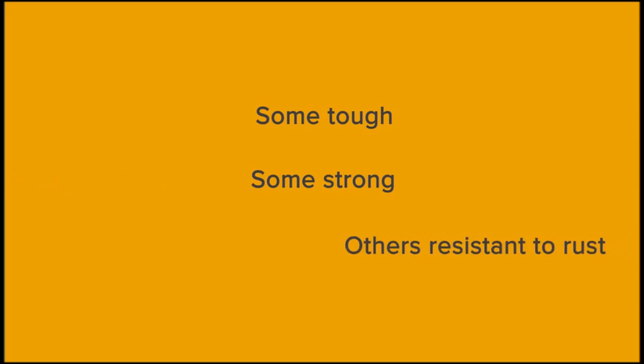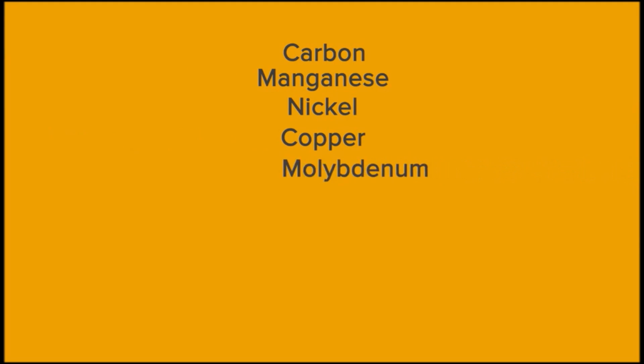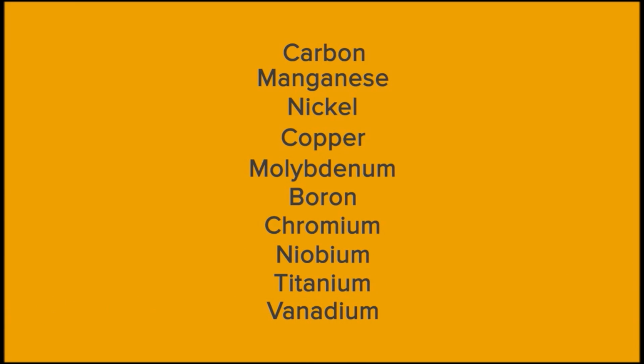If we take steel, there are hundreds of steels, all with slightly different properties. Some tough, some strong, others resistant to rust. These steels are produced by the same principle as bronze. We take one element, iron, which is the bulk of all steels, and add another chemical element, often called alloying elements, to it. To name a few, we could add carbon, manganese, nickel, copper, molybdenum, boron, chromium, niobium, titanium, and vanadium. In this way, we can tailor a steel to a specific application.